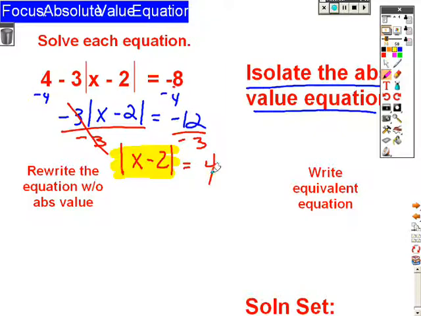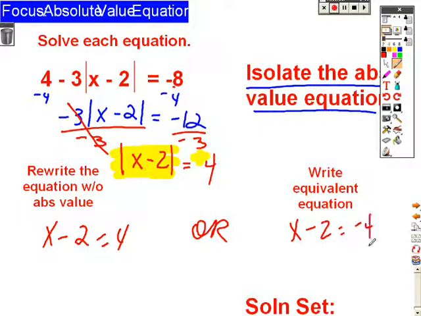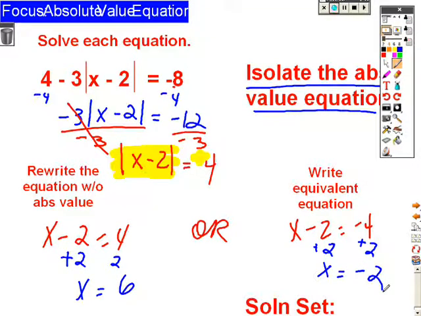Now let's evaluate the right. Is it positive or negative? Of course, this 4 is positive, so we can solve it. How do we solve it? We write it one way positive, x minus 2 equals 4, or one way negative, x minus 2 equals negative 4. Solve the two equations. Add 2 here on the left, x equals 6. Or add 2 on the right, x must equal negative 2. My solution set, being curly braces, negative 2, comma, 6.